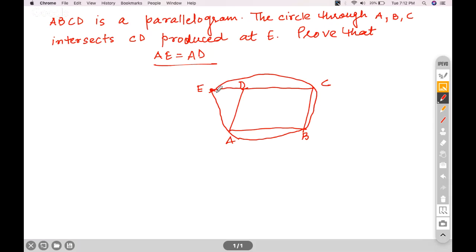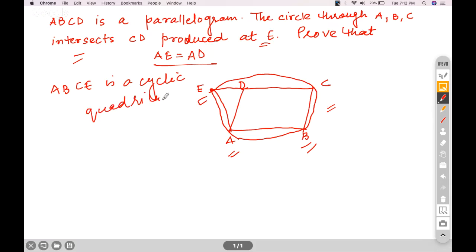So let me join this line. This is A. So what happens? Why is E on the circle? Already it has been given that A, B, C are on a certain circle, and when CD is produced, it is intersecting at E. So A, B, C is on the circle, and hence A, B, C, E is a cyclic quadrilateral. So this much you could have done without any difficulty.